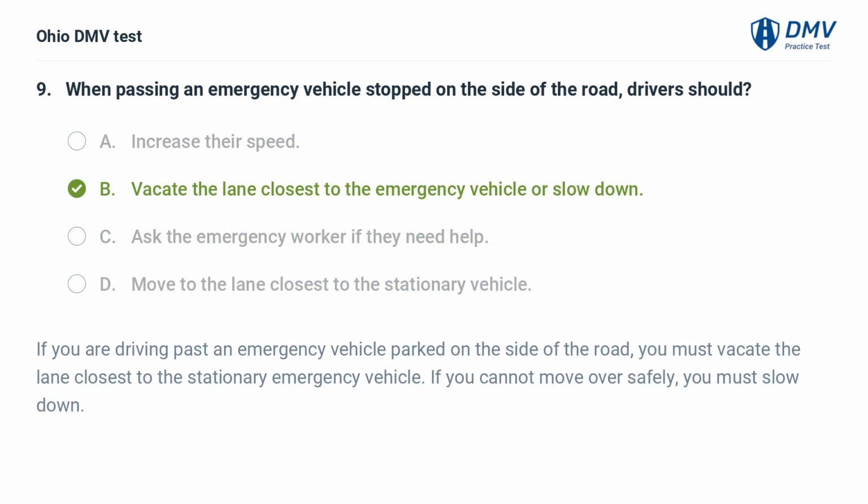B. Vacate the lane closest to the emergency vehicle or slow down. If you are driving past an emergency vehicle parked on the side of the road, you must vacate the lane closest to the stationary emergency vehicle. If you cannot move over safely, you must slow down.